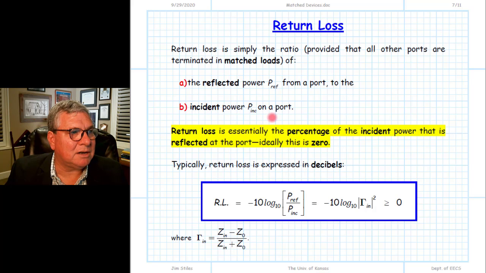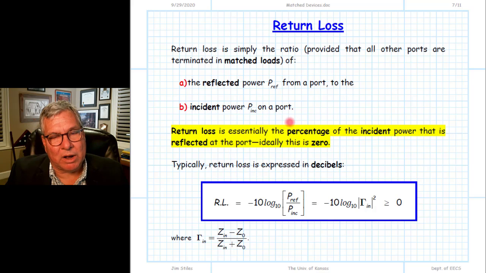Of course, what we want ideally is 0 to be reflected, and so we ideally want the ratio of reflected to incident power to be equal to 0. And in good devices, it is a very small number: 0.1, 0.01, 0.001, 1% reflected, a tenth of 1% reflected, and so forth.